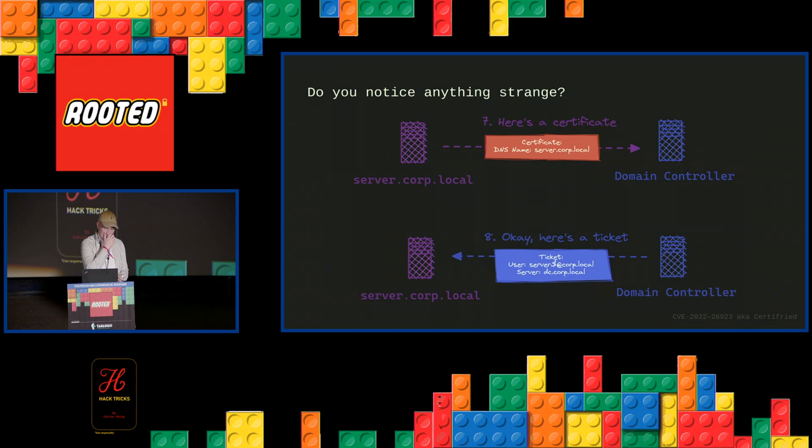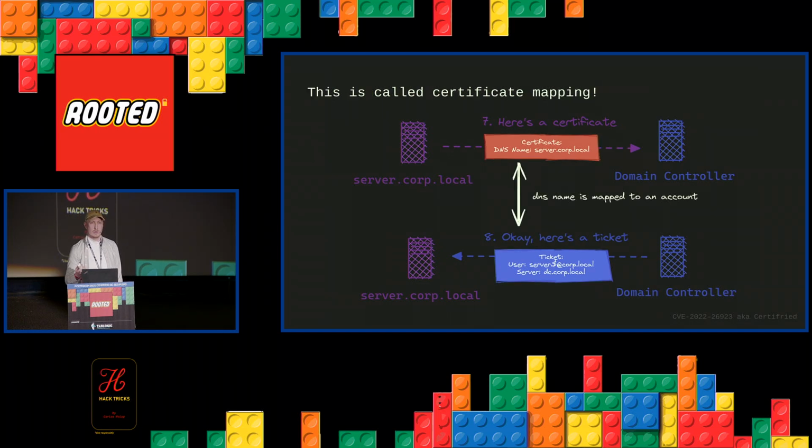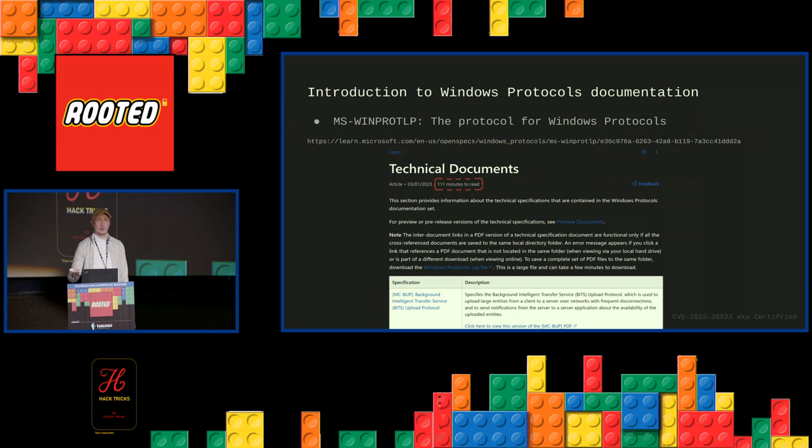So you might have noticed something strange here. How did the domain controller know that the DNS name server.corp.local actually belonged to server$ and then made a ticket for server$@corp.local? Well, this is called a certificate mapping. So the domain controller has some way of mapping this value into an account. And to understand that part, I want to introduce you to the Windows protocol documentation.